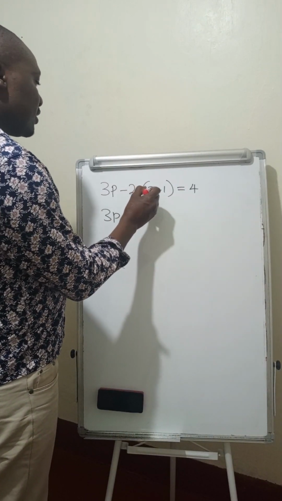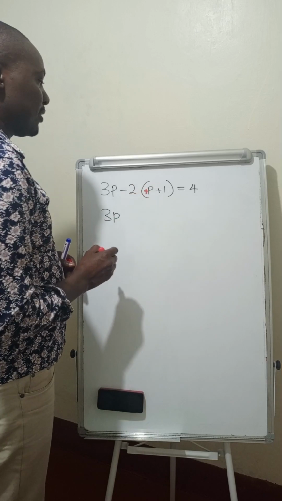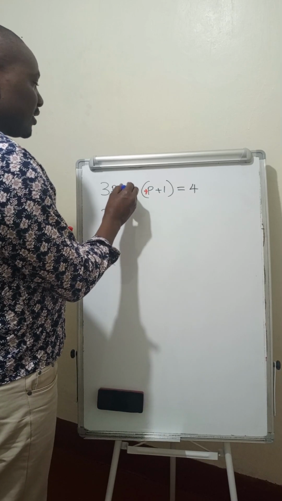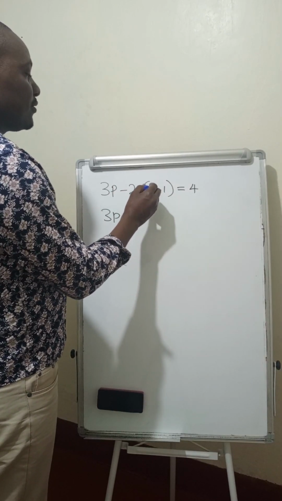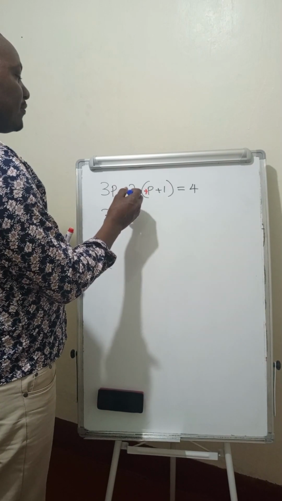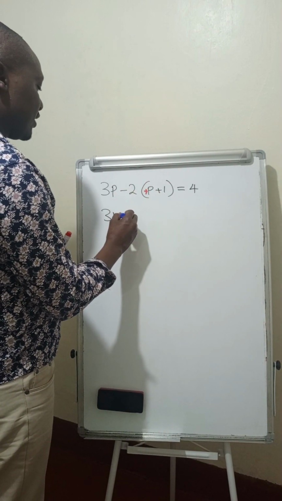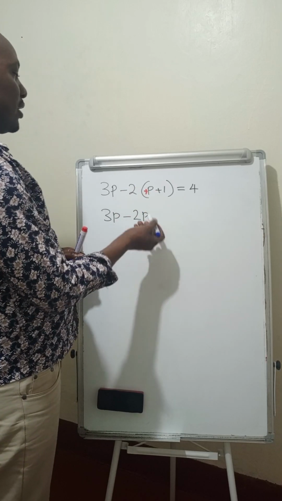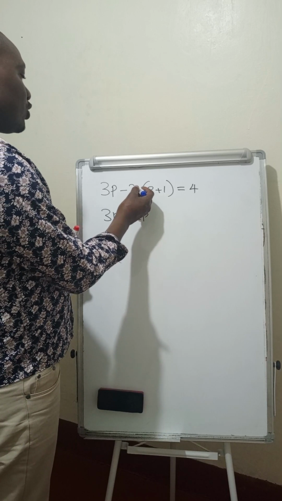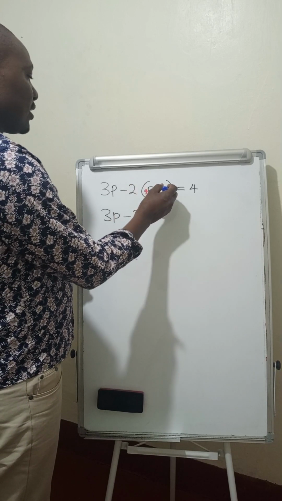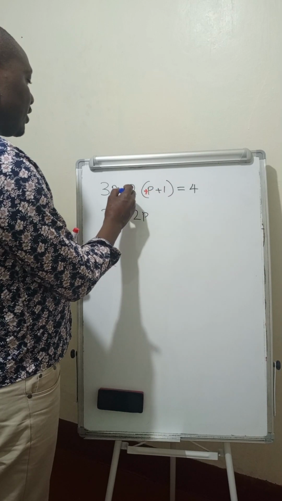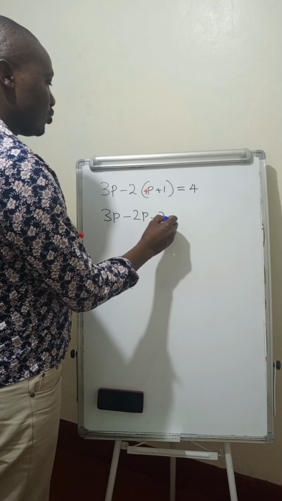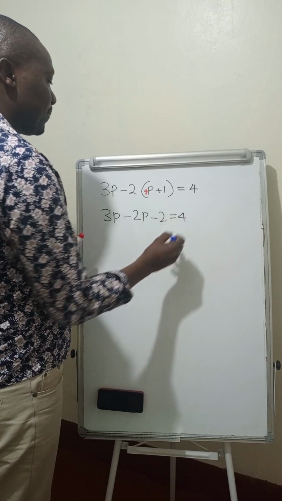So to open this, the letter P is a positive number. To solve it, we multiply this negative 2 by positive P. A negative number times a positive number, we shall get a negative number. 2 times P, we get 2P. Again, we multiply negative 2 and positive 1, which is negative times positive, you get negative. 2 times 1, you get 2, equal to 4.